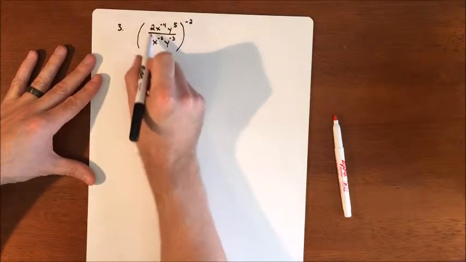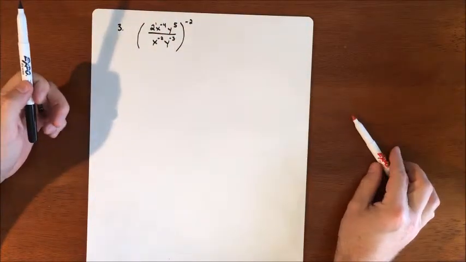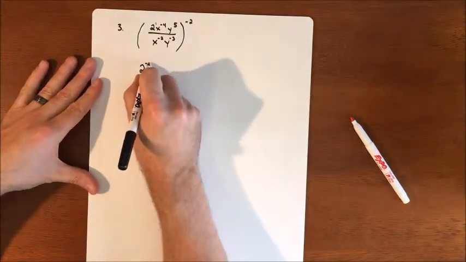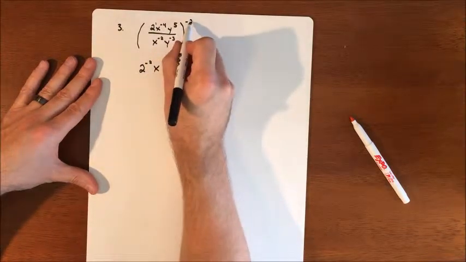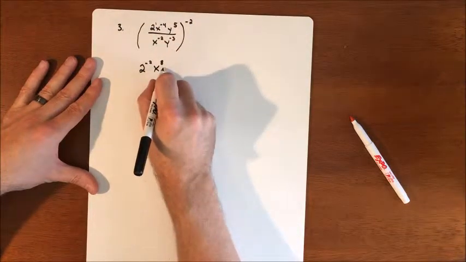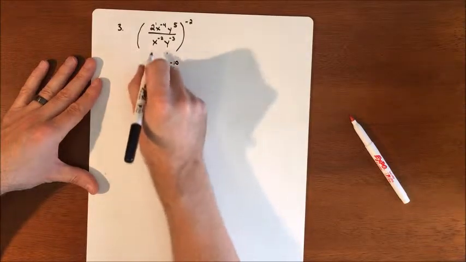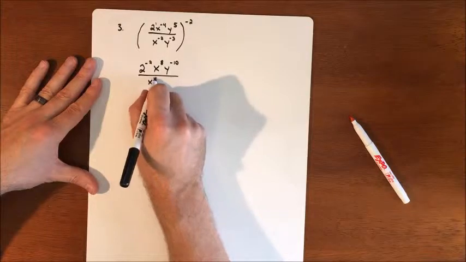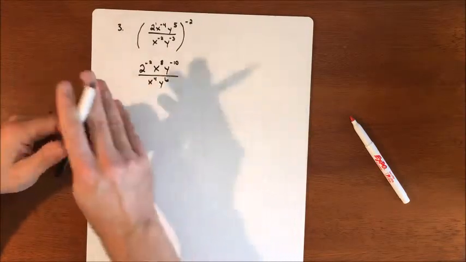So I'm going to apply this to every single piece, and I'm going to give the 2 an exponent just to make sure I realize that that 2 is going to get that exponent as well. So that's going to be a 2 to the negative 2. Now here all of these are going to be powers to powers, so I have a negative 4 times a negative 2, which becomes a positive 8. The y's will become a negative 10, and then in the denominator, negative 2 and negative 2 will make a positive 4, and the y's will make a positive 6.